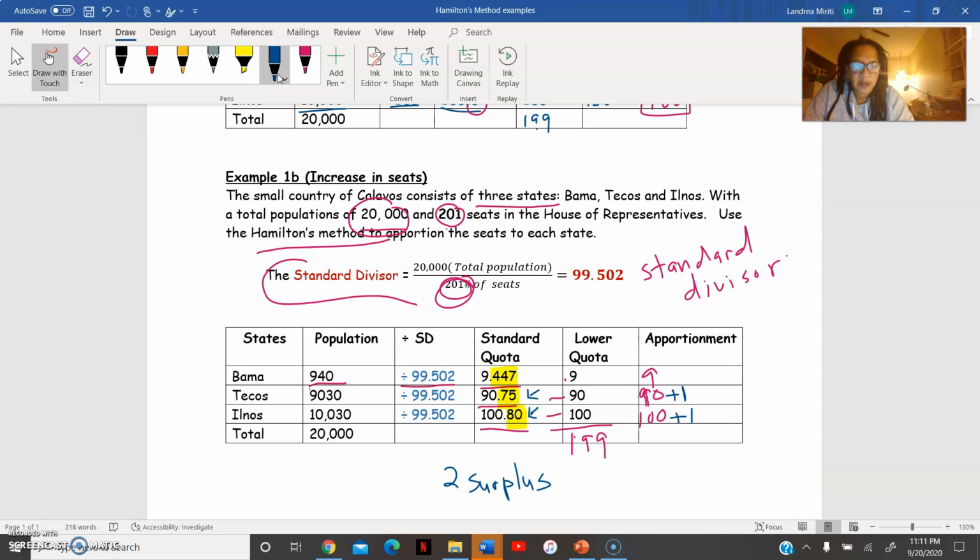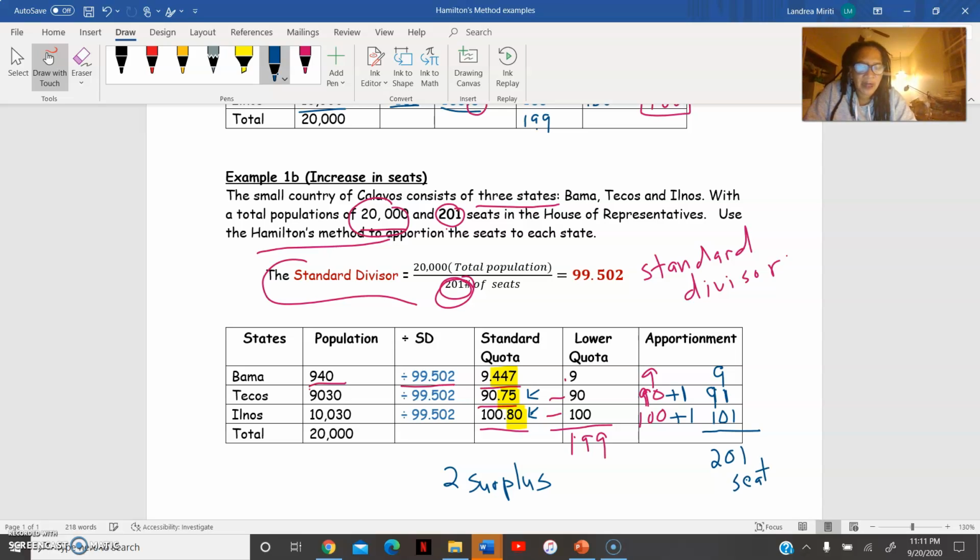So the final apportionment ends up being 9 for Bama, 91 for Tecos, and 101 for Ilnos. Did I say 9 plus... look, 91, I can't even add, it's too late at night. 90 plus 1 is 91. 9, 91, 101 should add up to 201 seats.